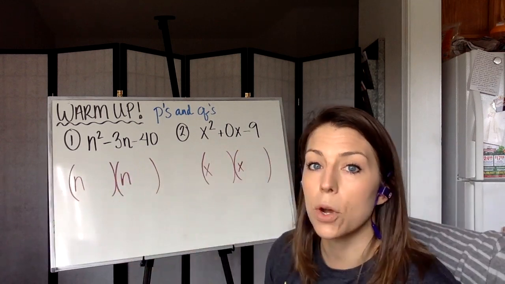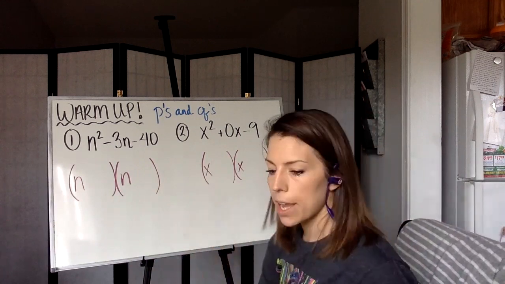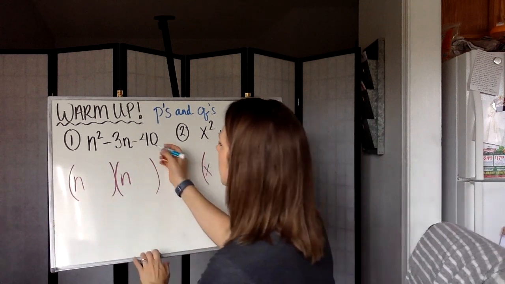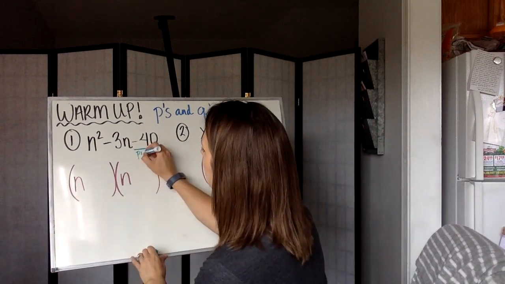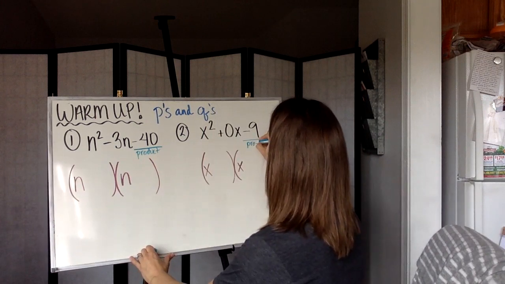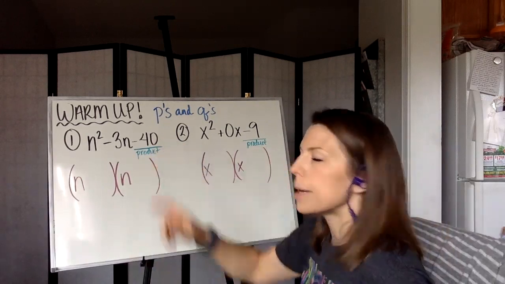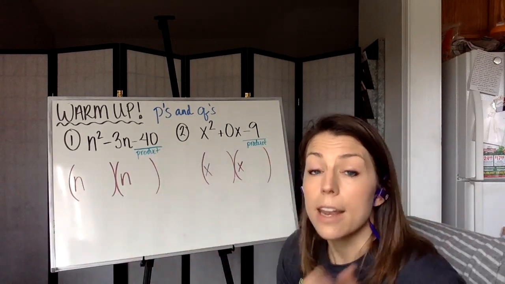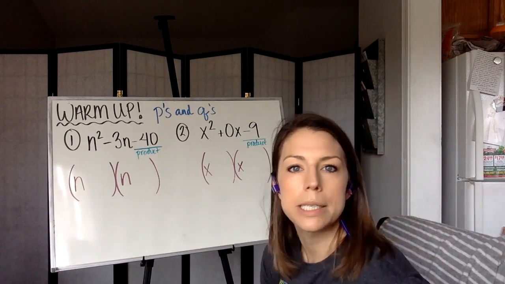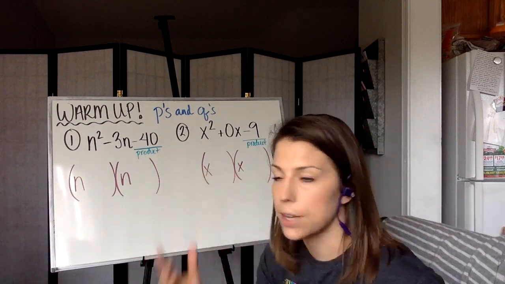To do that, I'm going to play the P's and Q's game. Just as a reminder, to play the P's and Q's game, we find two numbers that have a product of the last term. Now here's the thing, there's a bunch of numbers that we could multiply together to get negative 40. So how do we know which one is correct? Is it negative 4 and 10? Is it negative 10 and 4? Is it 8 and 5? Like, what is it, right?